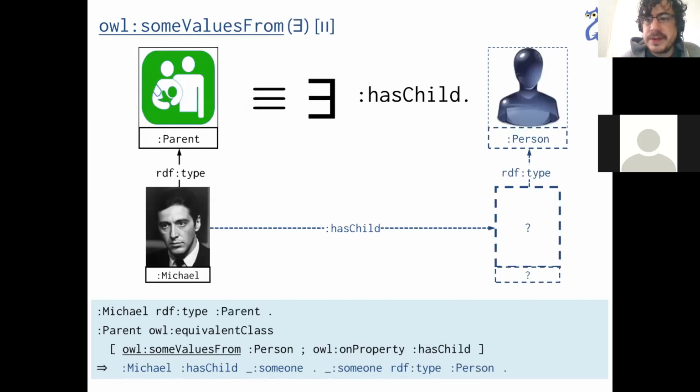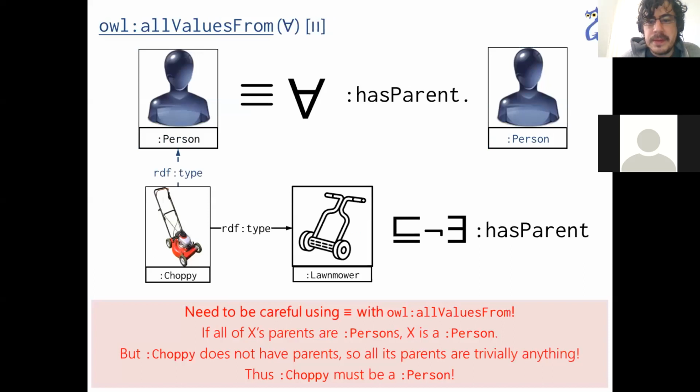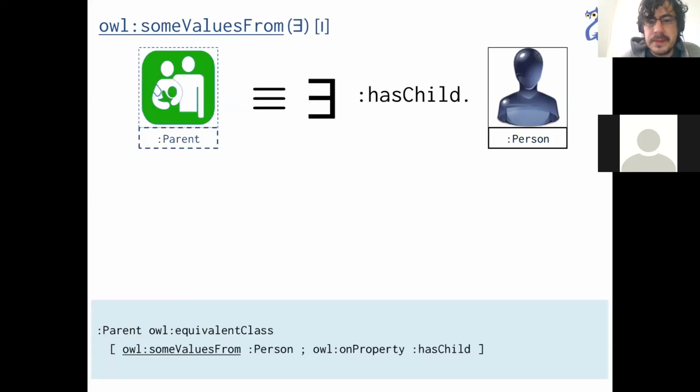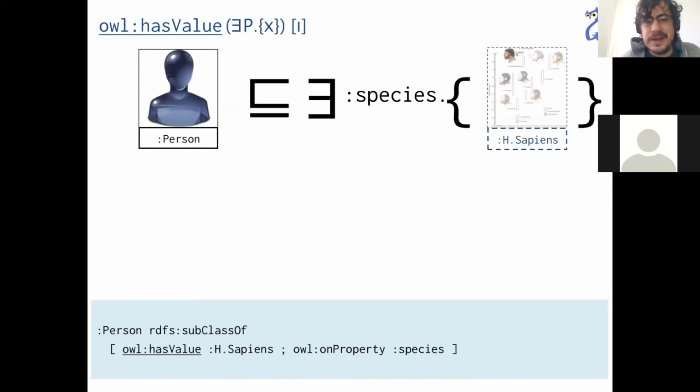Any questions or doubts about some values from or all values from? Okay. There are arguably two of the trickiest features that OWL has.